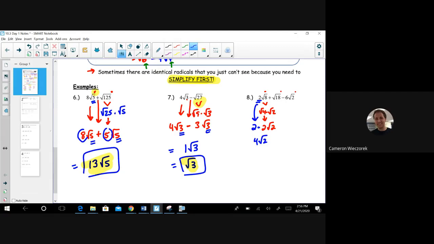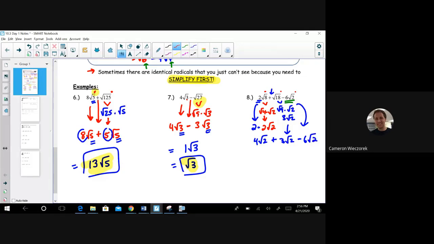Now I'm going to break down the rad 18. That can be rad 9 times rad 2, which is 3 rad 2. So that comes down. In between was an addition sign, so I'm going to keep that addition sign. And then, as I mentioned at the beginning, that minus 6 rad 2 you can't break down, so just bring it down. Minus 6 rad 2.